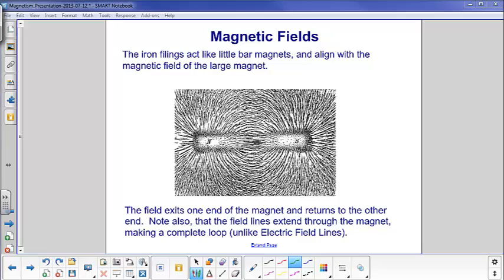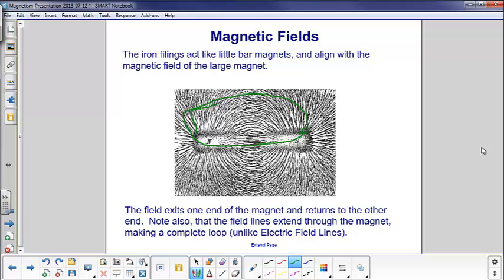The iron filings that we sprinkled around the bar magnet act like little tiny magnets. What they do is align with the magnetic field of the large magnet. Notice again the field exits one end, goes around, comes back in, and even within the magnet you can see how the field lines continue right through. So you have a loop here.